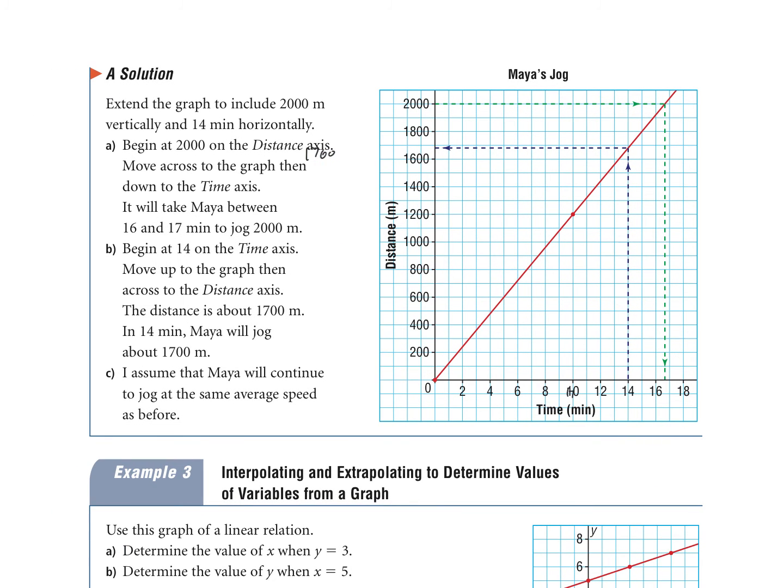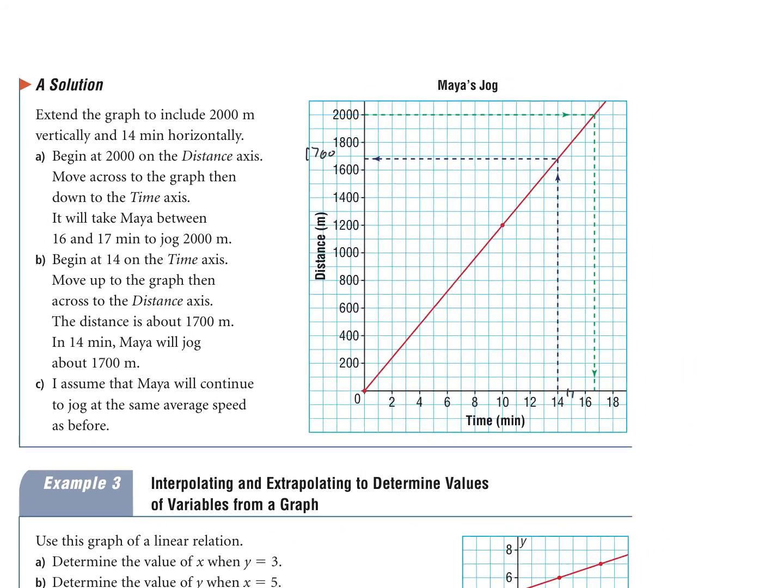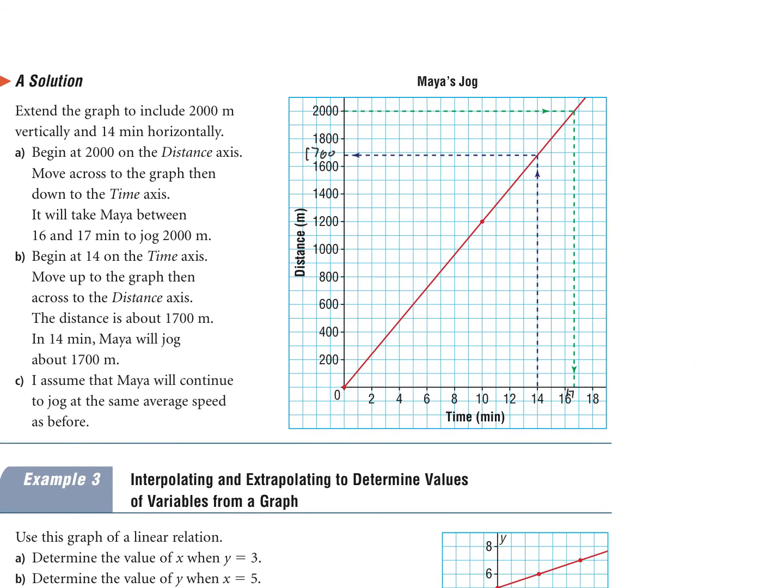So when we're estimating, we can say it is between 16 and 17 minutes to jog 2,000 meters, closer to 17 minutes, but still between 16 and 17 minutes. And at 14 on the time axis, we move across, we can see the distance is about 1700 meters in 14 minutes. So in 14 minutes, Maya will jog about 1700 meters, which is what we had up here. Okay, let me get that back in place.